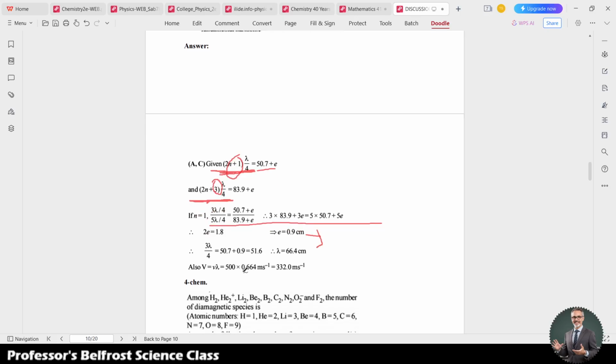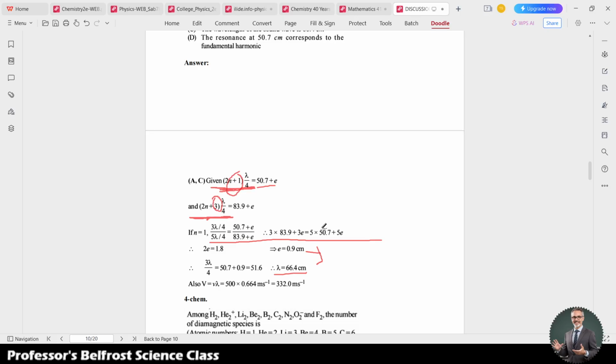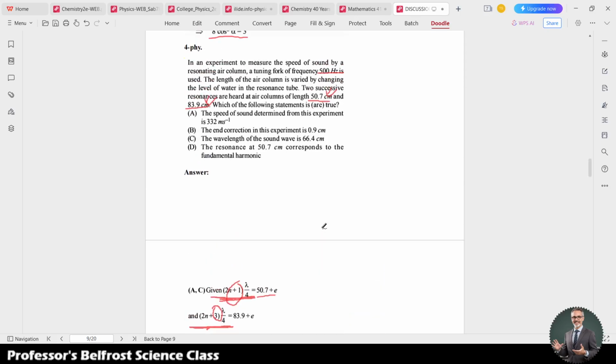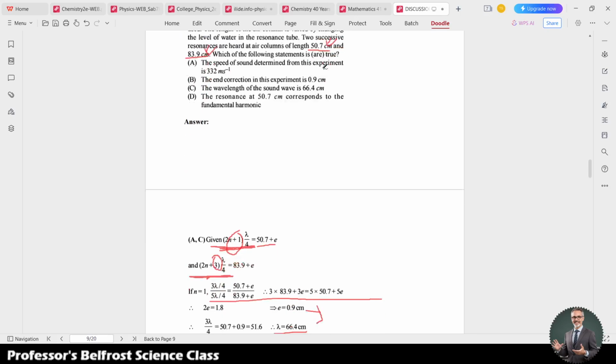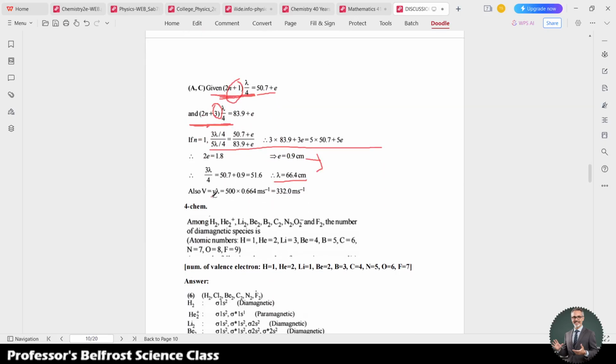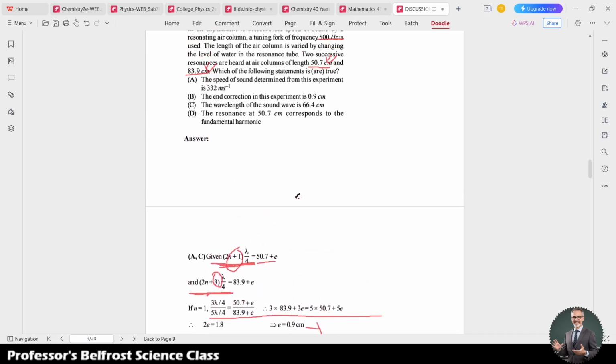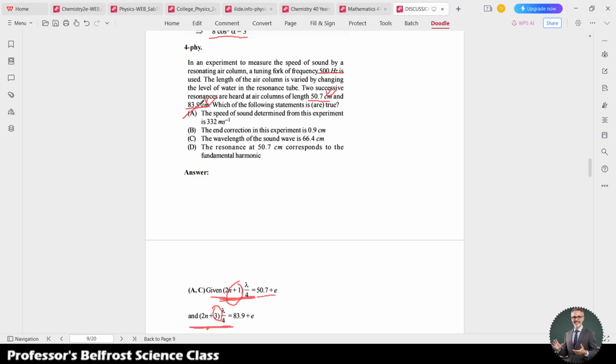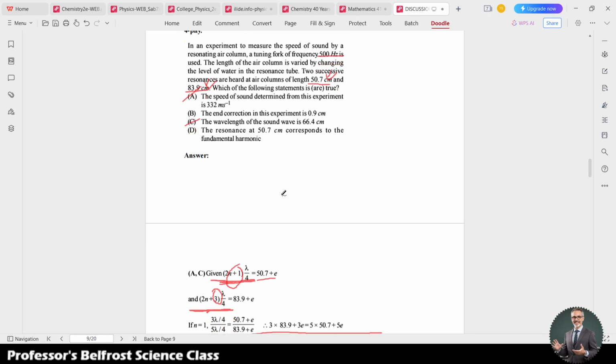After that you can substitute the result into one of them to get lambda, and you know that the velocity is actually the frequency times lambda. I will always write it as f lambda; I'll never use nu, since that is also a Greek letter. 500 times 0.664, which is 332 meters per second. So the correct answers are A and C, right?